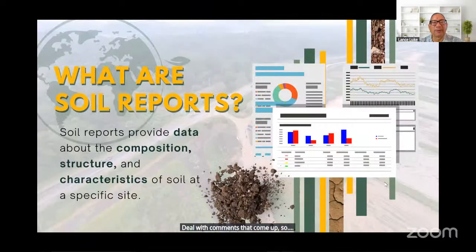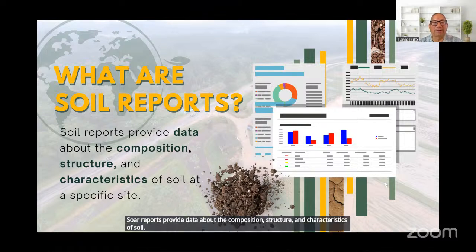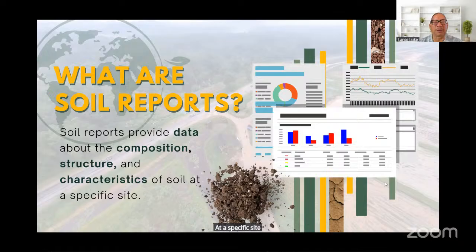So the big question is, what are soil reports? Soil reports provide data about the composition, structure, and characteristics of soil at a specific site. And we're talking about buildings and construction here.